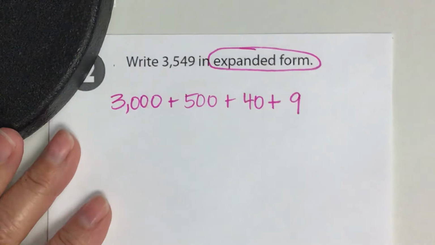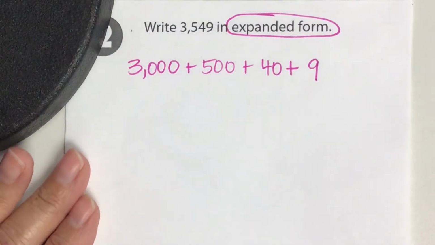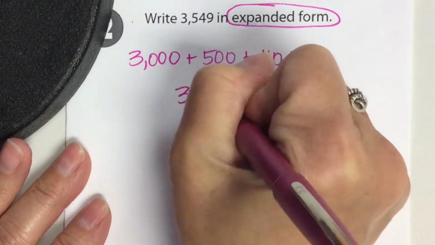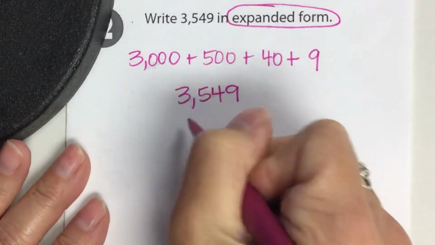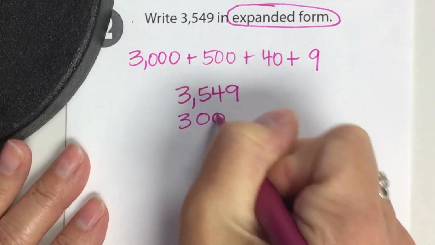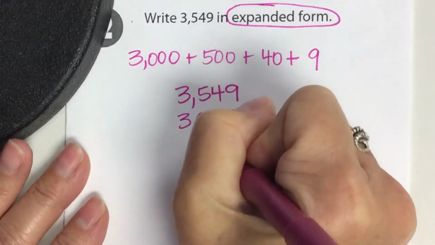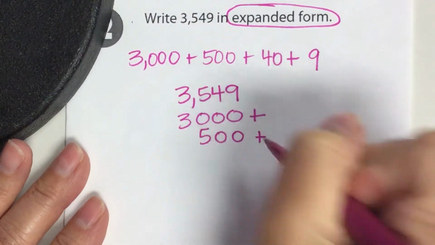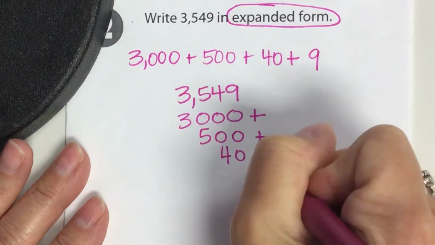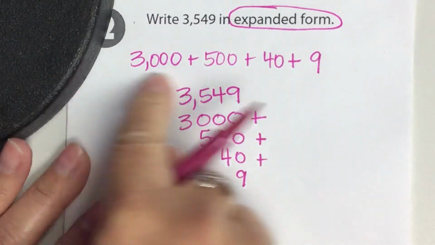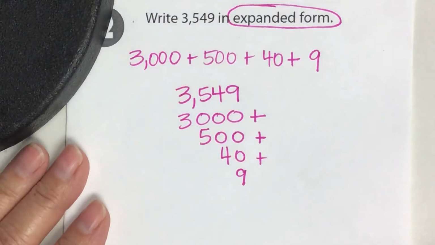And don't forget what I showed you yesterday, the stacked method. So let's do that in case there's some people who need that. So we'll take the value of each digit and fill the rest in with zeros. So we'd have 500, 40, and then 9. And you can see that that is the same thing, it's just written out differently.